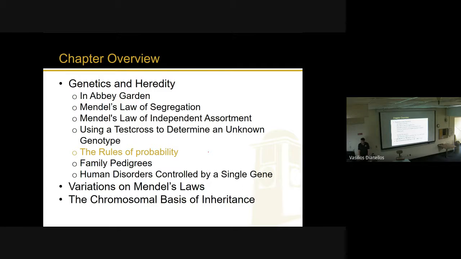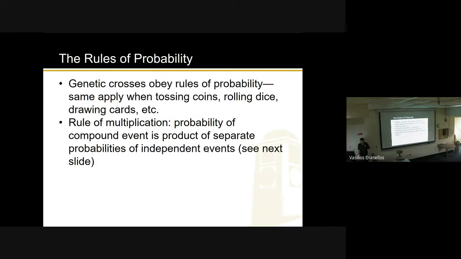Speaking of the rules of probability, let's talk about that. Your book points out that genetic crosses do obey the rules of probability, and these are the same rules that apply when you're tossing coins, rolling dice, drawing cards, playing the lottery, all that stuff. So, for example, if I flip a coin, what are the chances of it landing on heads? Good, 50-50, right? 1 in 2. If I roll a dice, what are the chances of it landing on a 5?